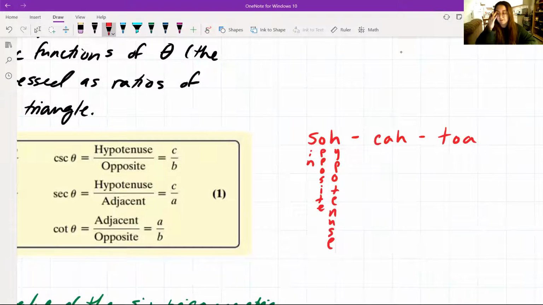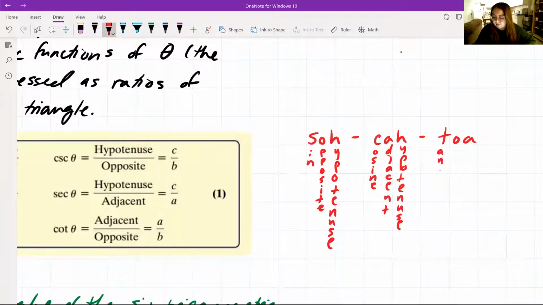I'm not very good at writing vertically. Then when we have cosine, we have adjacent over hypotenuse. And when we have tangent, we have opposite over adjacent.